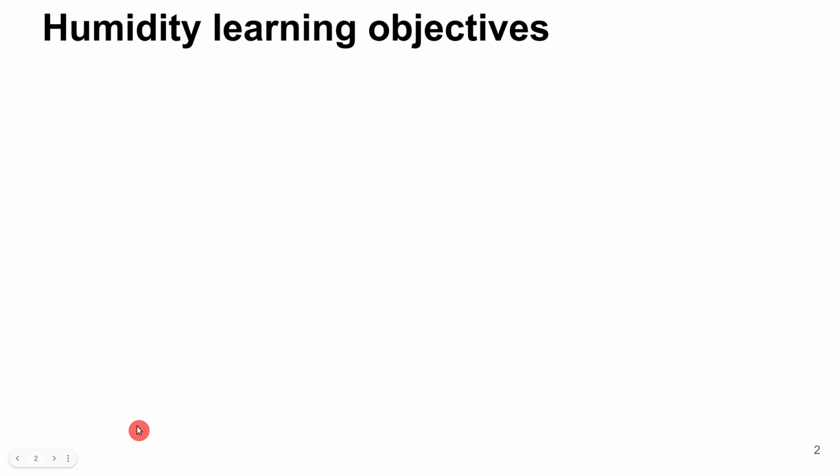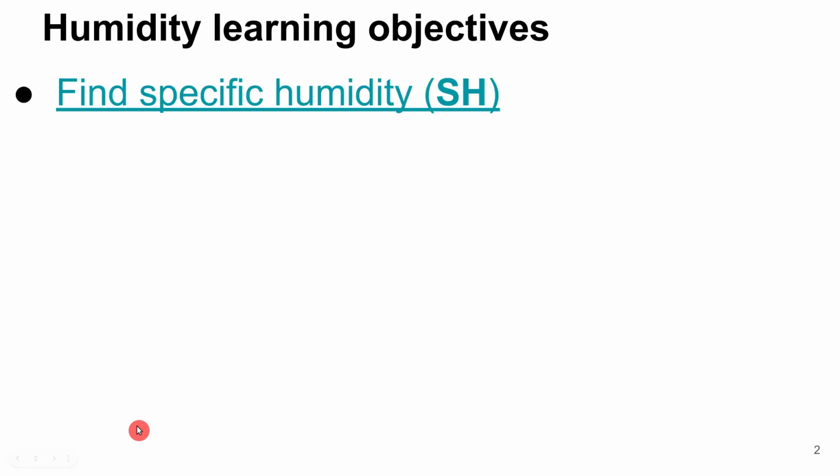So here are the learning objectives for this lab. You should be able to find specific humidity, and for the lecture slides for this, I've made hyperlinks out of all of the important learning objectives. So if you want to go right to the find specific humidity part of the lecture slides to go over my walkthrough of how you find specific humidity, I've made handy dandy links so you don't have to look back and forth through all the slides.